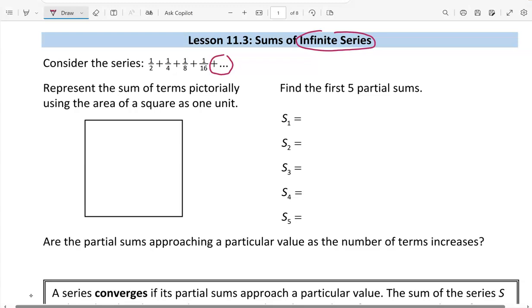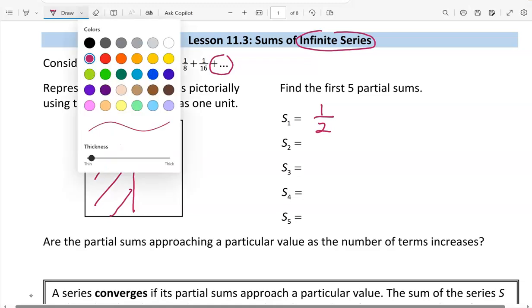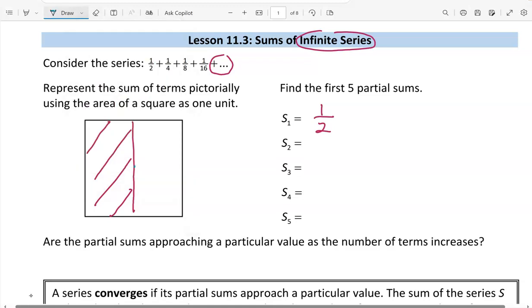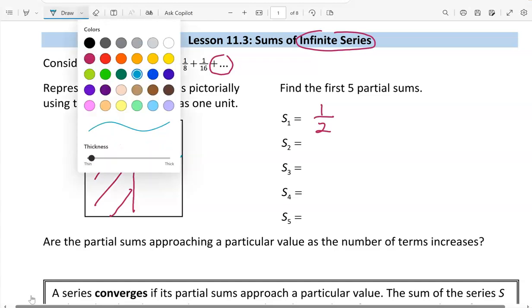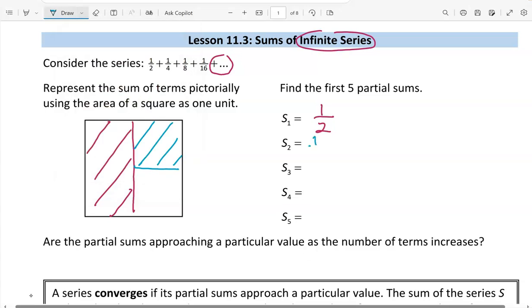And we're going to represent the sums in a pictorial way. So we're going to represent them as fractions of a whole. So our first partial sum is the first term of the series, 1/2. Our second partial sum means that we're going to add to that another term with a value of 1/4. So I'll shade in 1/4 of the square, and our second partial sum is 1/2 plus 1/4, which equals 3/4.